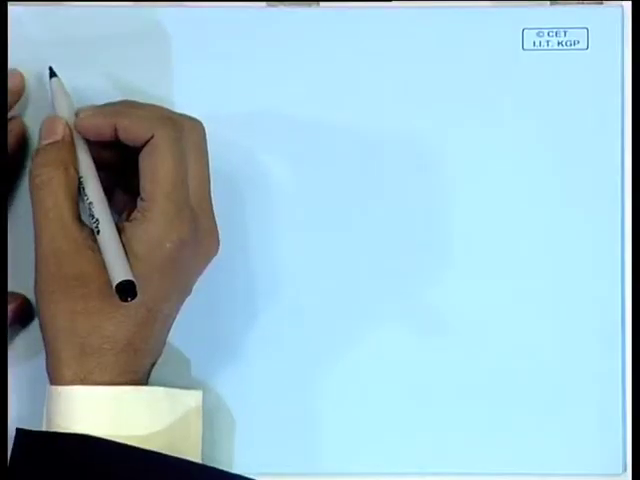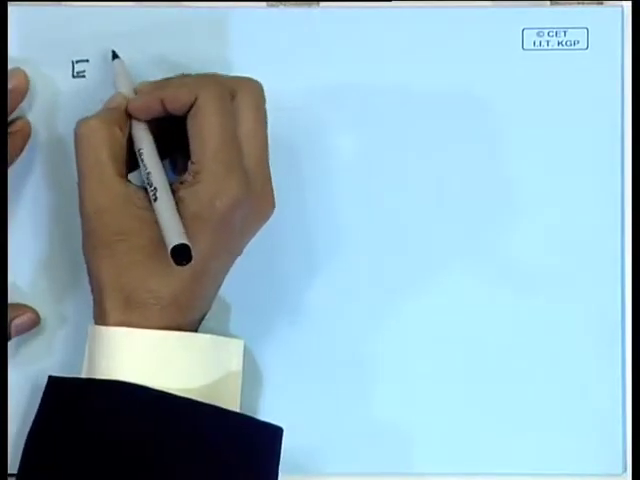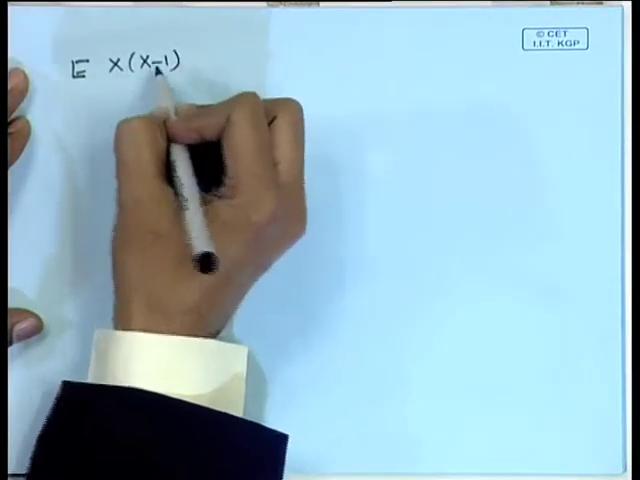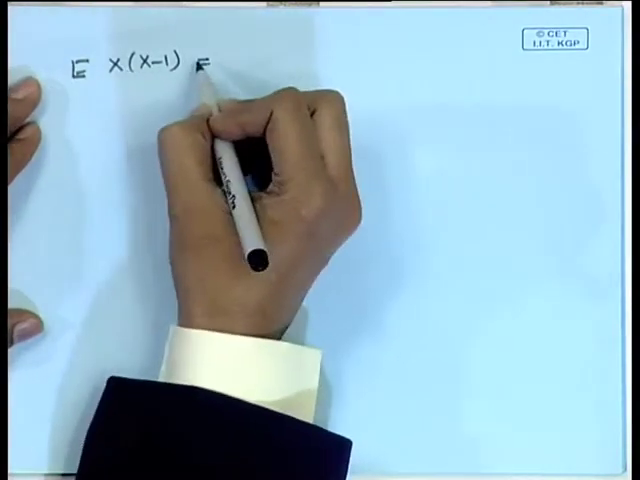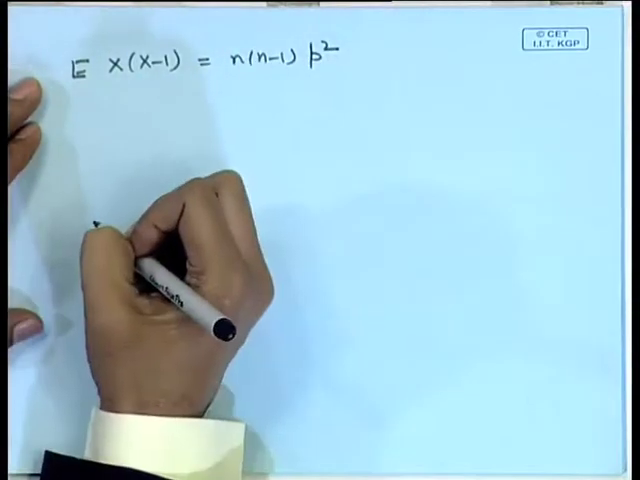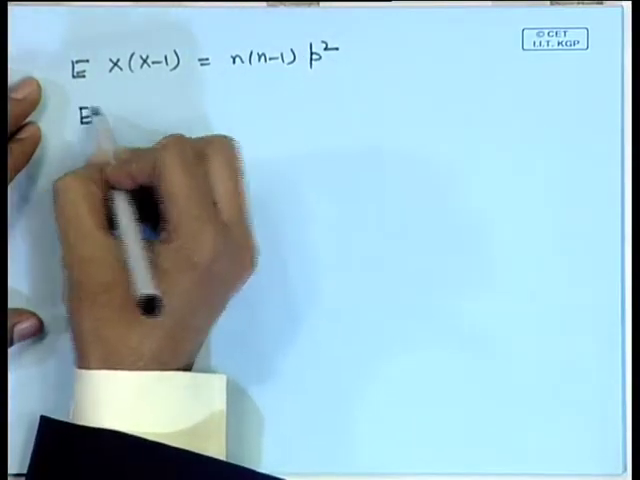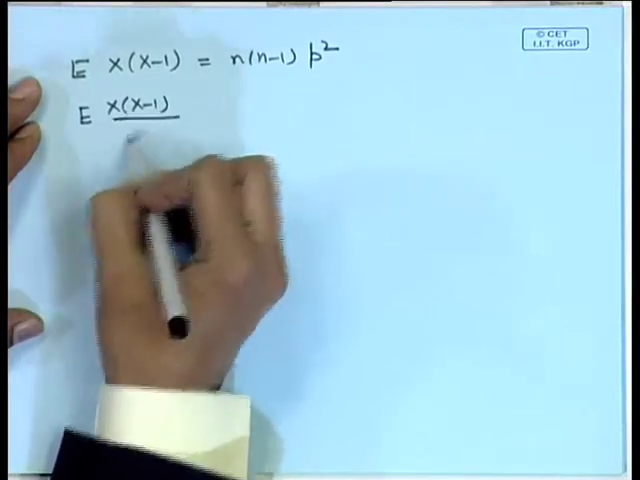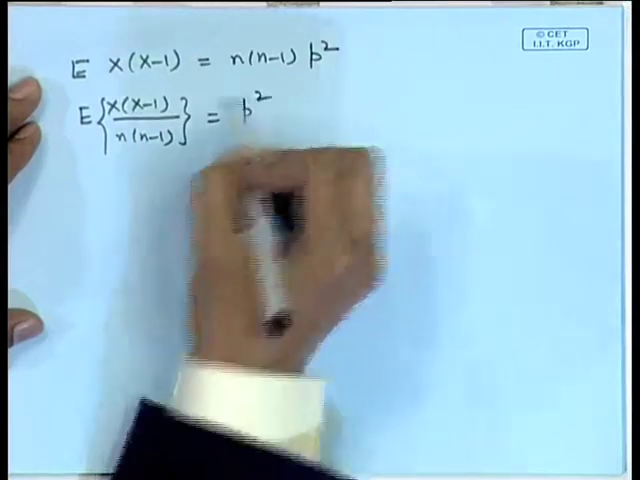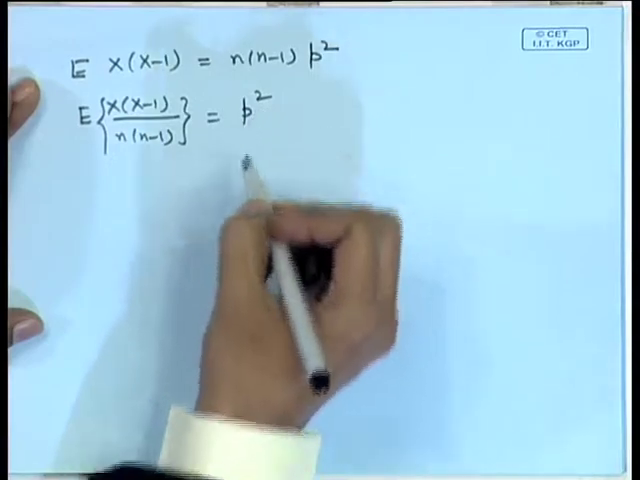If I consider, say, expectation of x into x minus 1, then in binomial distribution we know it is equal to n into n minus 1 p square. That means, I have an estimate of p square here. So, expectation of x into x minus 1 divided by n into n minus 1 is equal to p square. So, I have an unbiased estimate of p square.